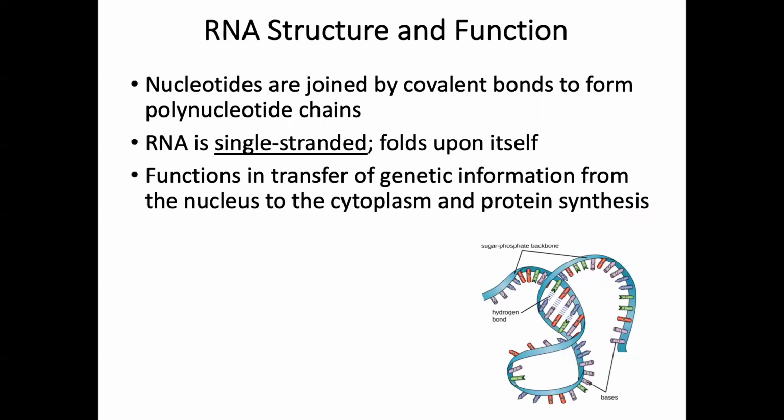Same as DNA, the RNA polynucleotide chains are joined by covalent bonds. But different from DNA, which forms a double-stranded helix structure, RNA is single-stranded. Therefore, it has to fold upon itself, with the folds stabilized by short areas of complementary base pairing, showing, for example, here inside the molecule. This is going to form a 3-dimensional structure. Okay, so based on the central dogma, we learned that RNA mainly functions in transfer of genetic information from the nucleus to the cytoplasm and in protein synthesis.